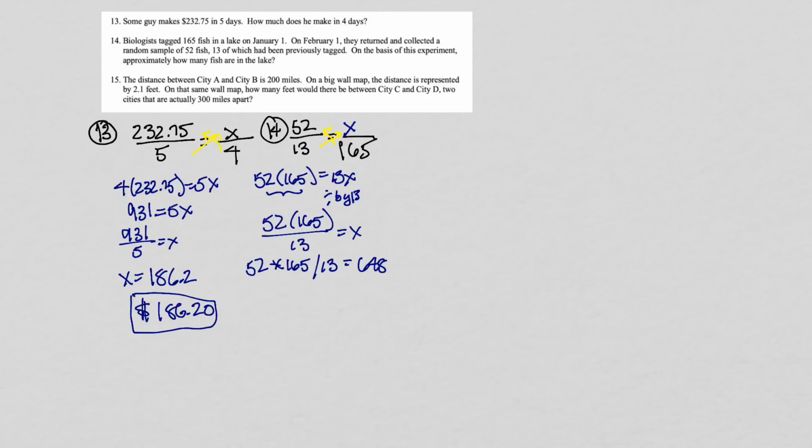So what is x? Word problem, right? What is x? Back up here, x is what? The total number of fish in the lake. So I'm going to claim now that how many fish are in the lake? 648.